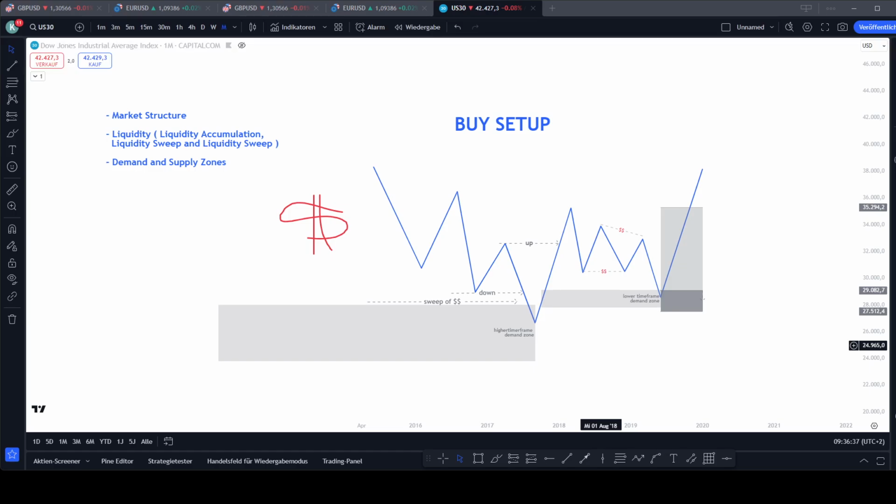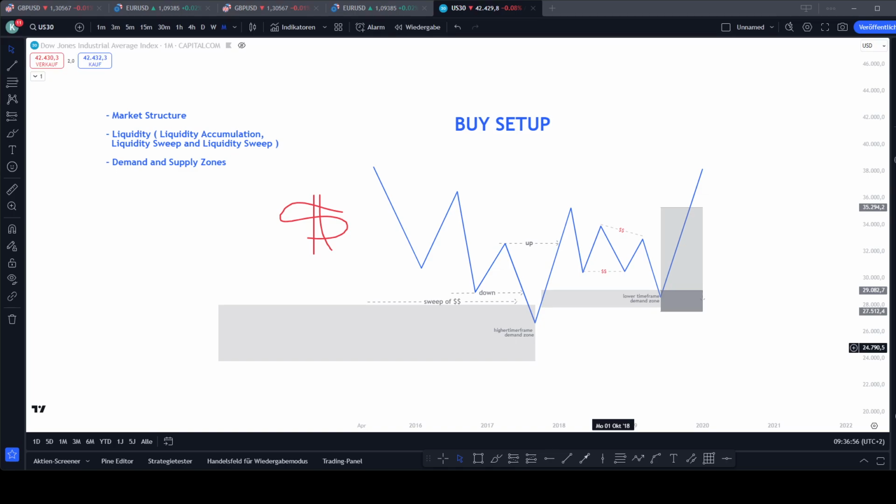In my concept, I focus mainly on three aspects: market structure, liquidity, demand and supply zones. Here, liquidity was taken. Here, we identified market structure. Here, we identify our demand zones because we're in a buy trade. And that's simple, guys.